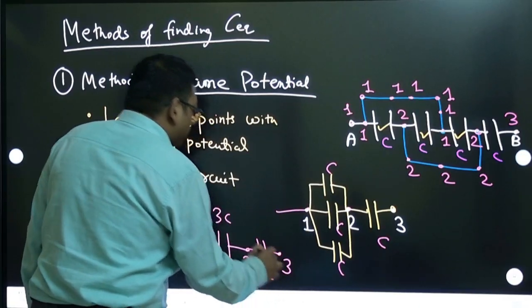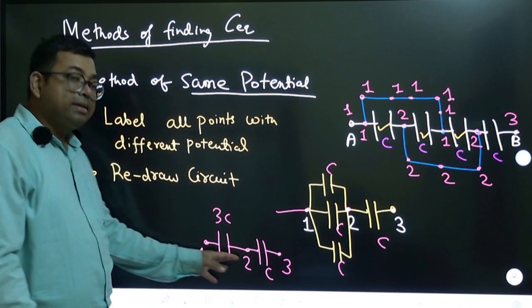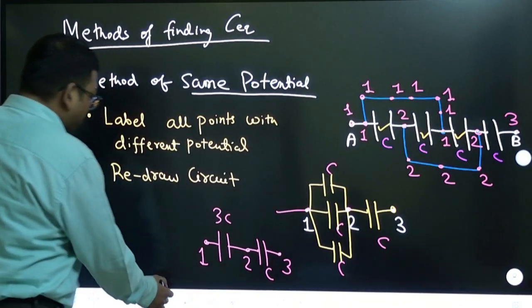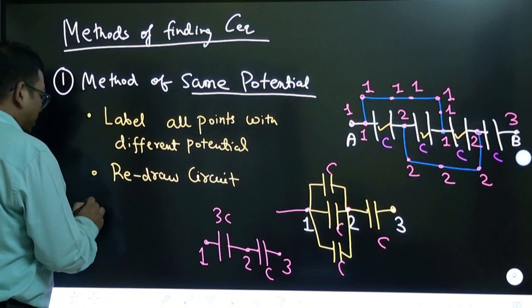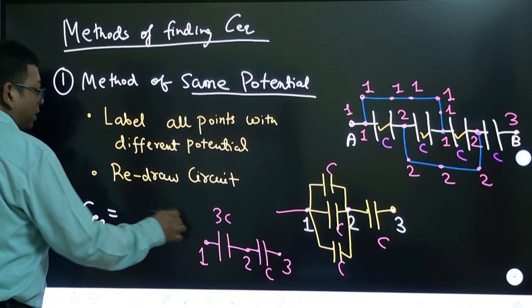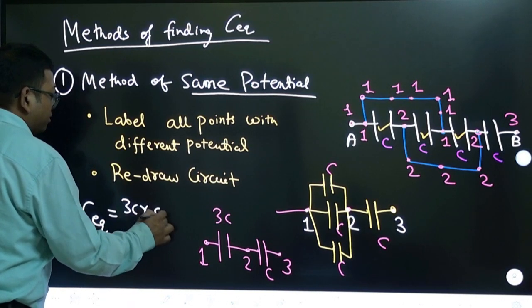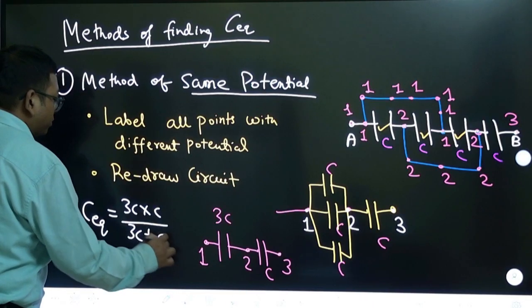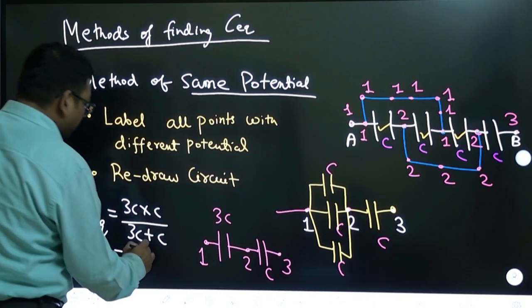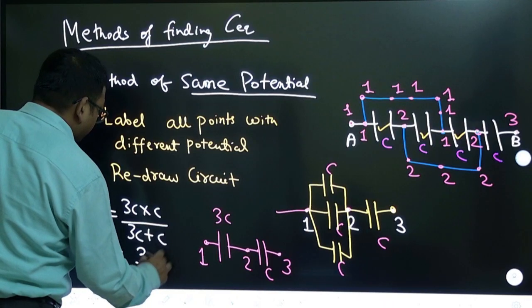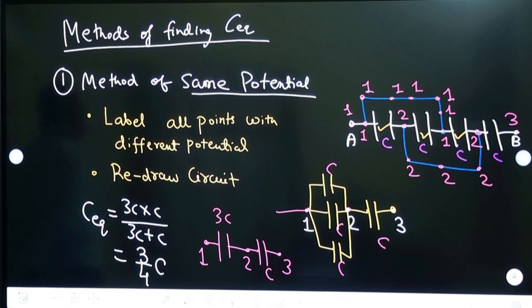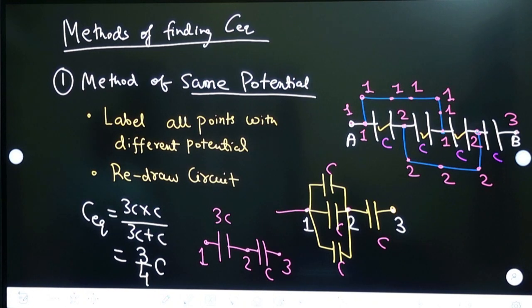So now these two capacitors are in series. So done, over, right? Series means you calculate C equivalent: product, 3C into C, by 3C plus C. So this will become 3 by 4 C. Clear? This is how we will be solving problems.